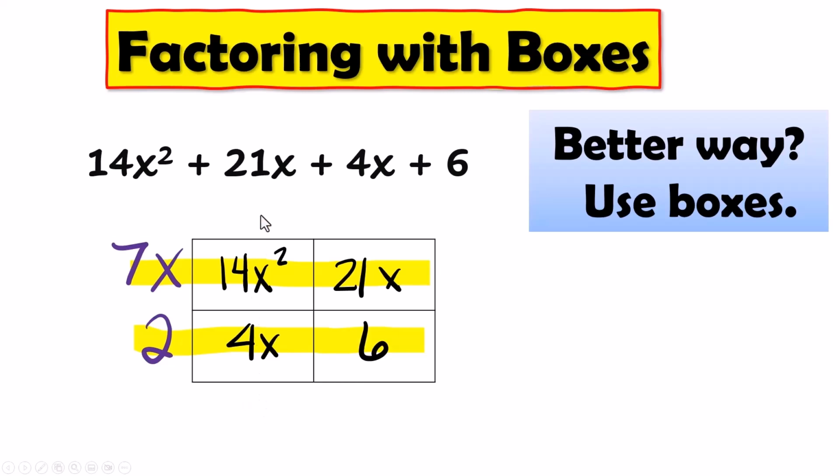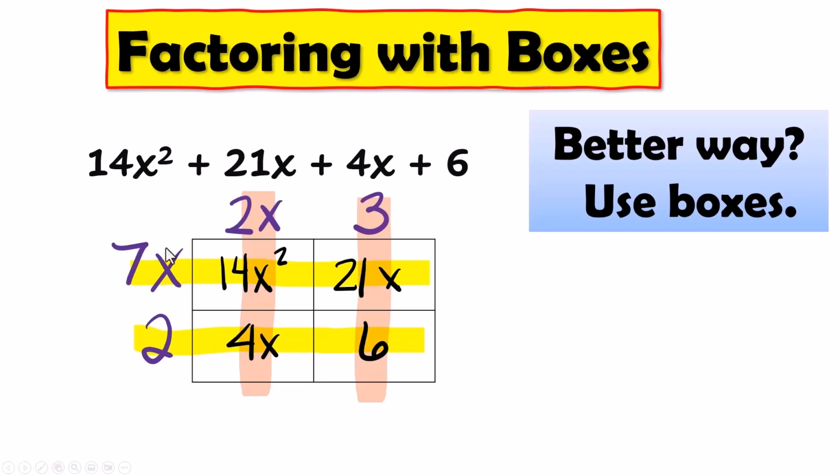Now factor up. Look, from the 14x squared and the 4x, what's the largest number you can take out of both of those? I'm looking at the 14 and my brain goes 7, but that's not true. 7 doesn't go into 4, so it's just the 2. And each of them have an x that I can pull. And 21x and 6, what can I take out of that? A 3.